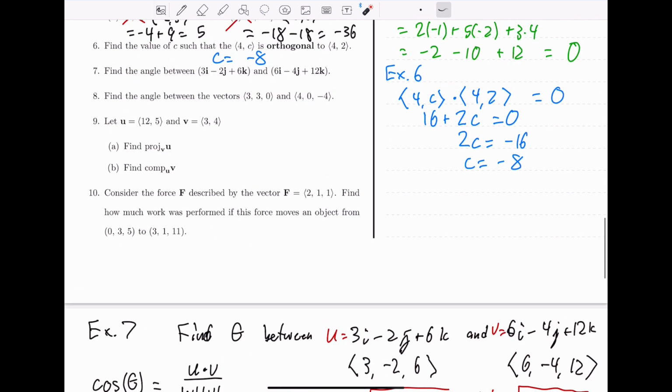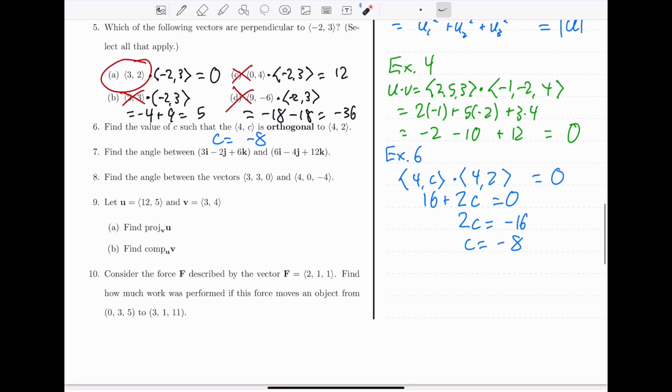Let's work through an example where the angle between the two vectors is not 0. This will be example 8. We want to find the angle between these two three-dimensional vectors using that geometric formula. The first one we'll call u. This is the vector 3, 3, 0. The second one we'll call v, which is the vector 4, 0, negative 4.